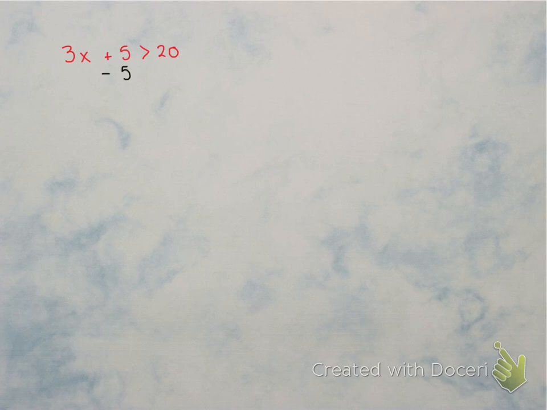This is example 1, very basic, because you guys are masters at solving equations. We know that we subtract 5 from both sides and then divide by 3, okay? Which gives us that x is greater than 5.